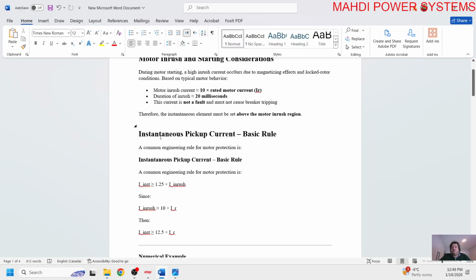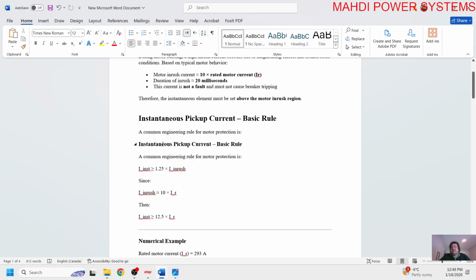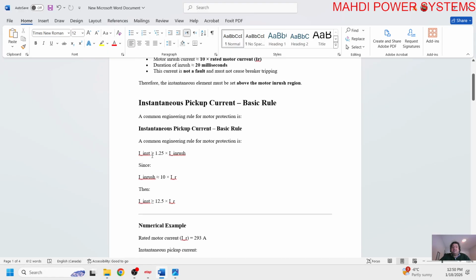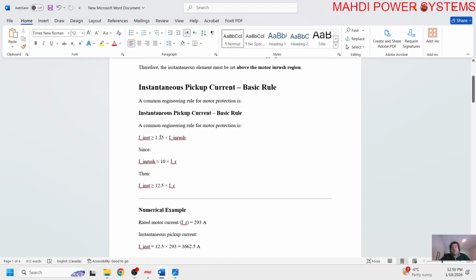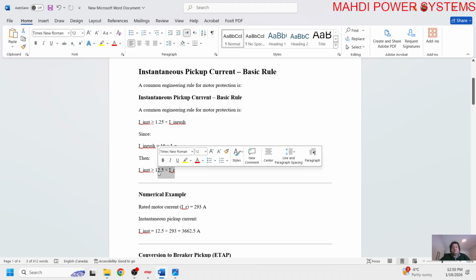For setting the instantaneous pickup current, there is a rule. Not a rule, it is a recommendation, and with engineering practice, it says I instantaneous should be equal or bigger than 1.25 of I inrush. What was I inrush? I inrush was 10 times I rated. If you multiply 1.25 by 10, it gives us 12.5 I rated. That means instantaneous pickup should be equal or bigger than this value.